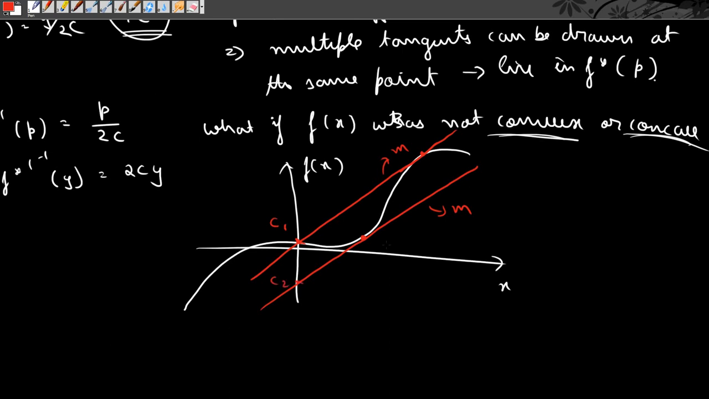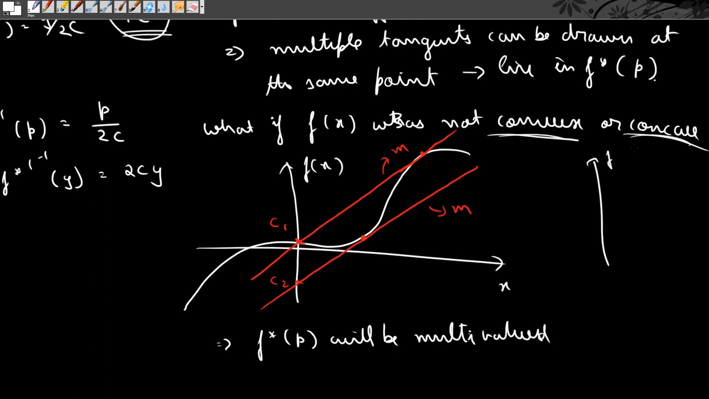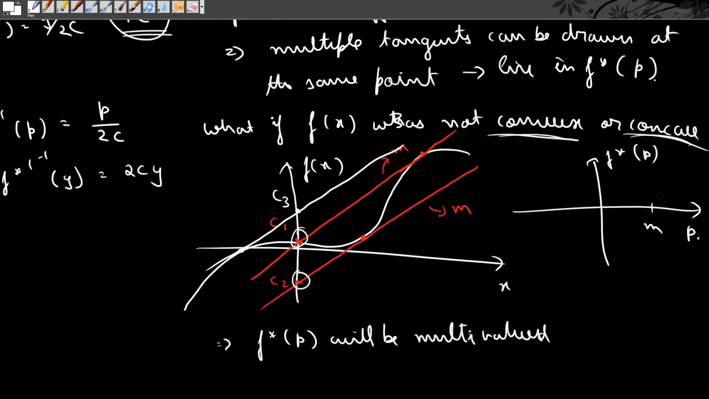What is the meaning of this? This will imply f star of p will be multi-valued. Okay, so that means if I draw our f star of p versus p, then corresponding to this m, there are two values of c, and again I can draw one more here in this fashion. So this will give me c3. So three values, it can be, I don't know. So this c1 and c2 are positive here, so here it will be negative. So it will come somewhere over here. And c2 is negative, so it will be positive here. So there are three values corresponding to the same m.